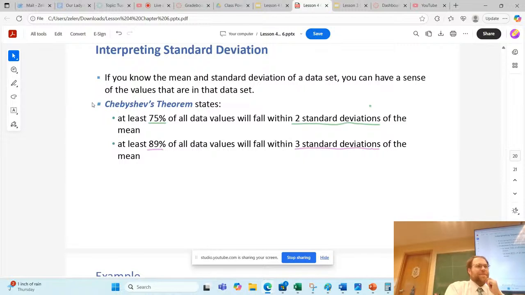And that applies for every problem, according to his theorem. But it will tell you in the question if you're using Chebyshev's theorem or not. Either that, or if it gives you one of those two numbers, like 75 or 89%, that'll be a cue to use his theorem.